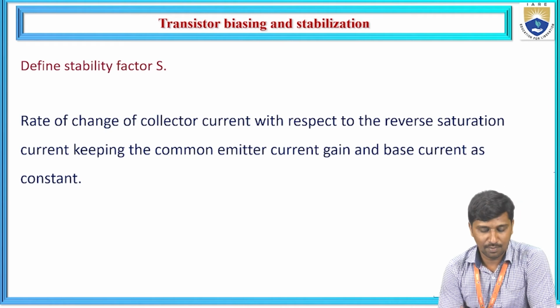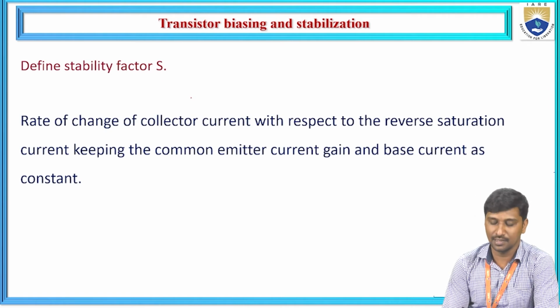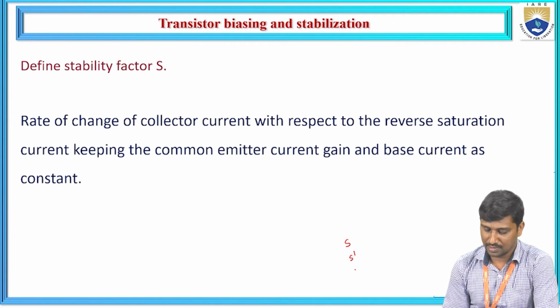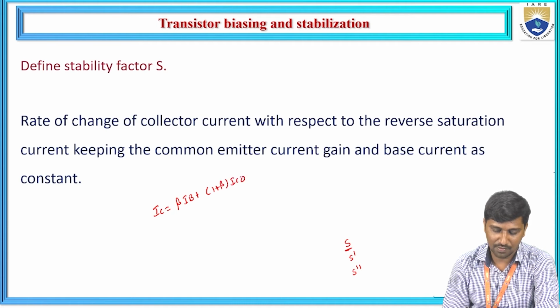Now, define stability factor. Here we have three different stability factors: S, S dash, and S double dash. First we are going to identify what S means. Just now we discussed that the collector current is represented as IC is equal to beta times IB plus 1 plus beta times IC naught.